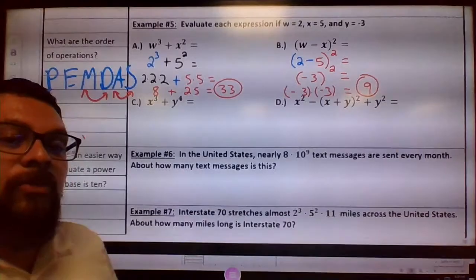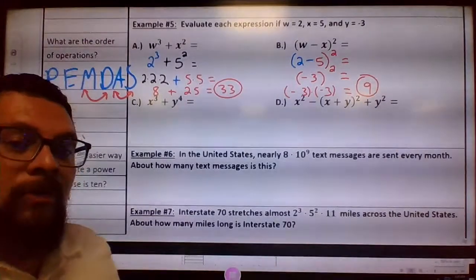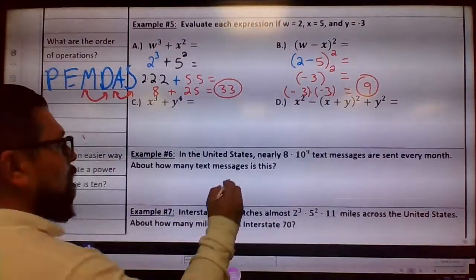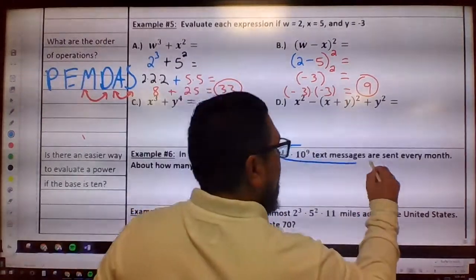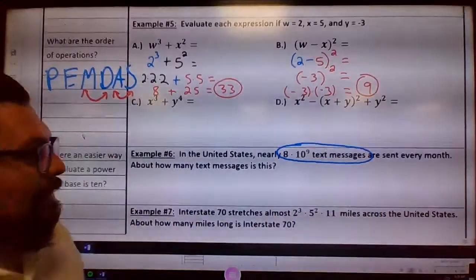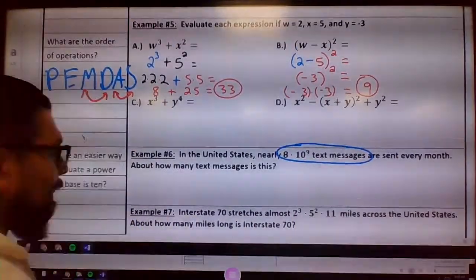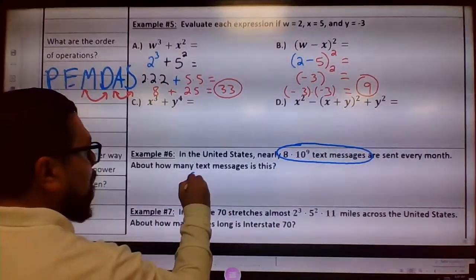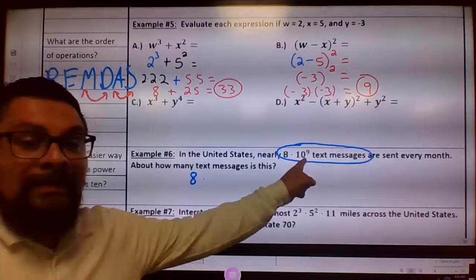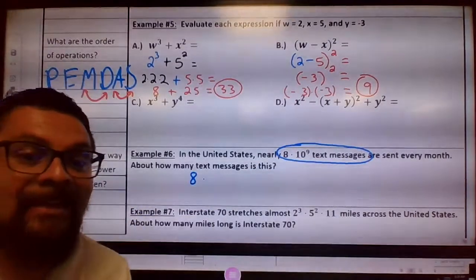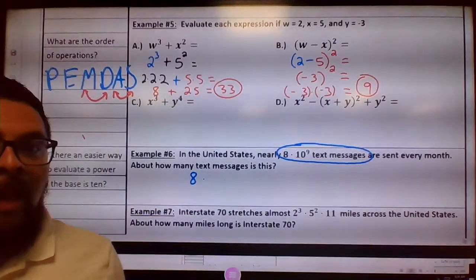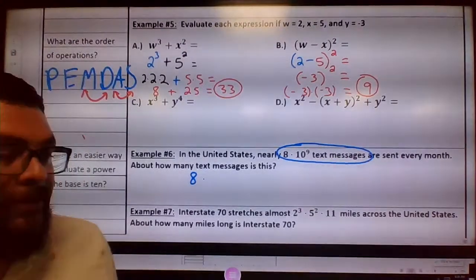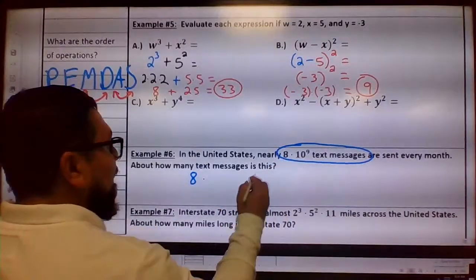But we can use what we've been doing as far as expanding it so that we understand what this is. So this is 8 times 10 to the ninth text messages. Okay, so let's expand it and see what it is. So 8 times 10 to the ninth. How many tens are there? It looks like there's 9 tens, right? So you're going to write the 10 9 times.